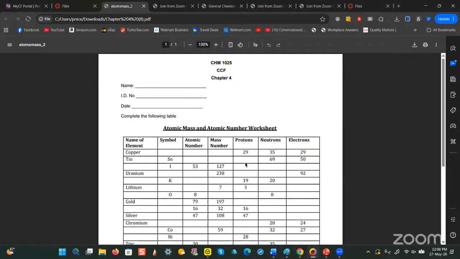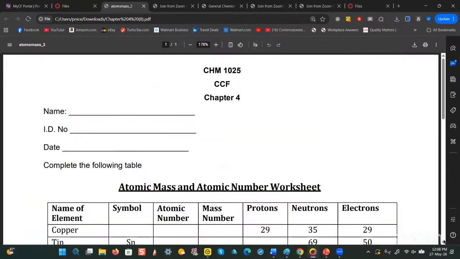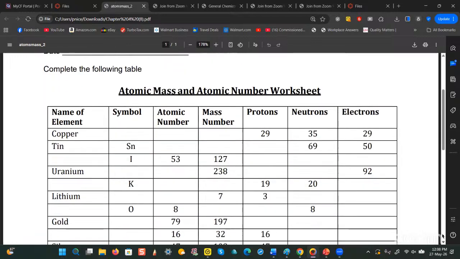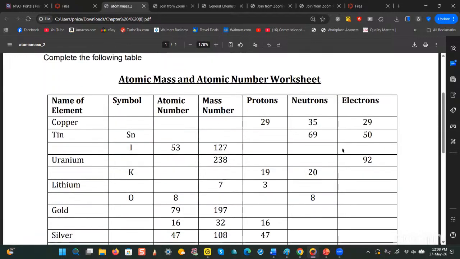Based on what I've just said, we can do the first line right here. Let me turn on my pen. So what are you given? You're given copper, that's the name of the element. You're given a number of protons, a number of neutrons, and a number of electrons.